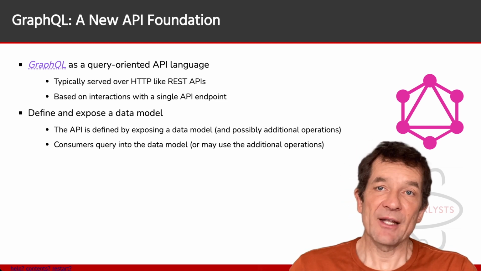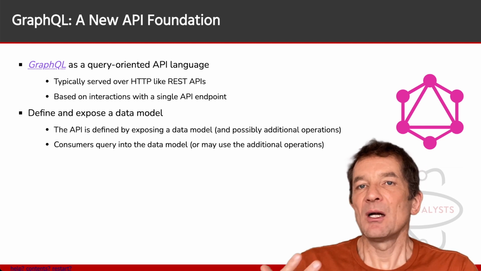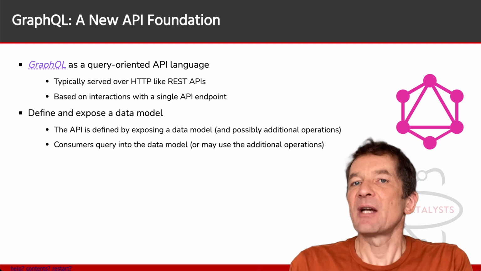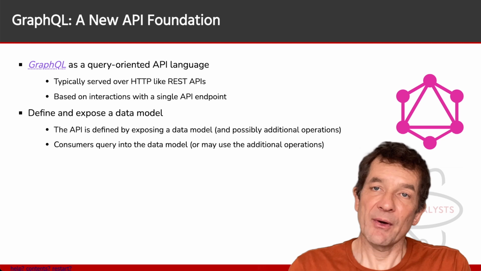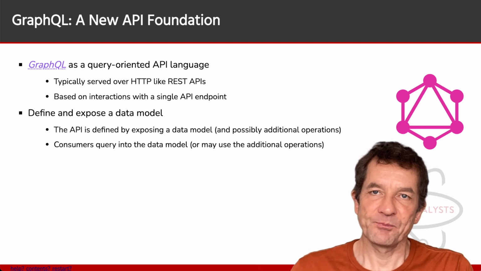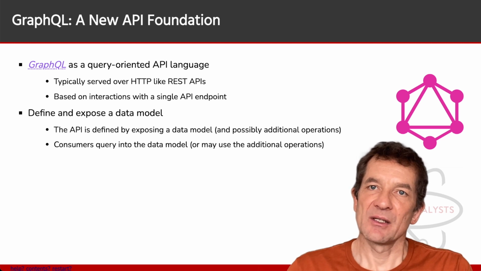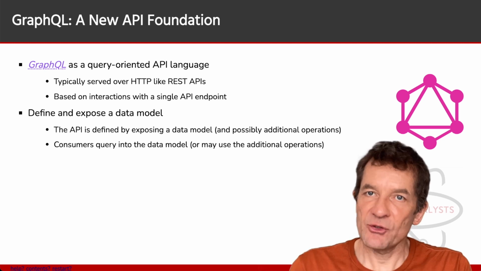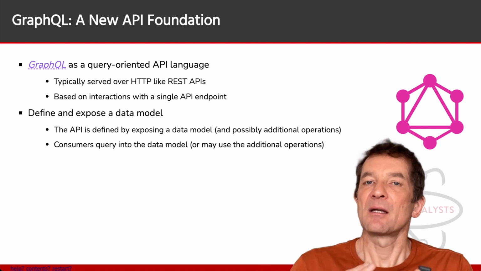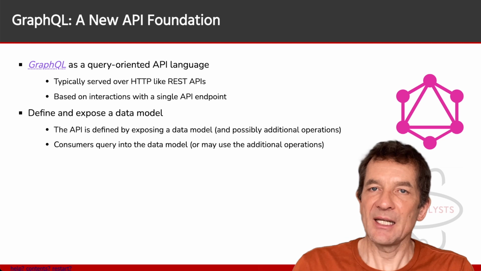It is used over HTTP in the same way as REST is often used over HTTP, but it's different in the sense that you only interact with that single API endpoint, which is then processing your query and returns what you were asking for. This means that the main focus of GraphQL is this data model that you query into, because that is basically what GraphQL does. You have a potentially complex data model, and a client issues a query into that data model and gets a response based on that data model.